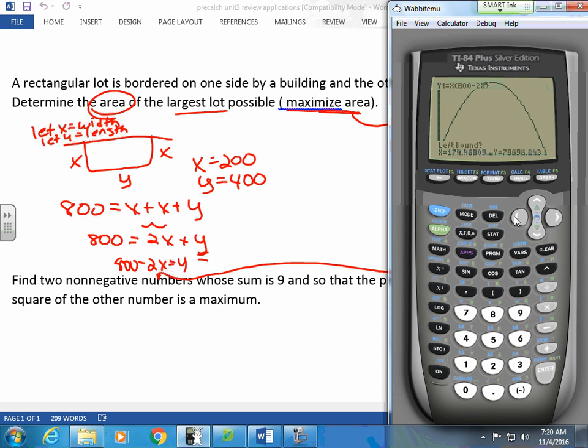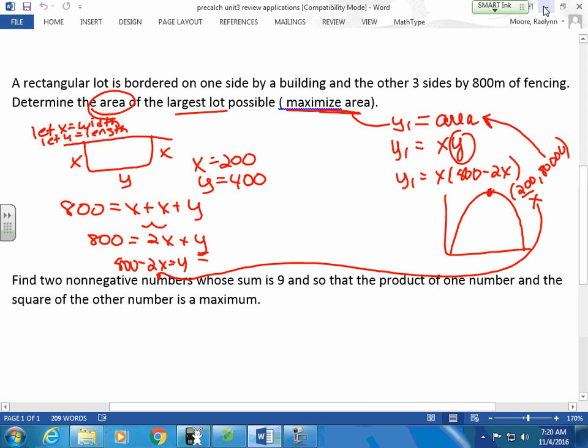Run your cursor to the left. Easiest way, just move that little flasher thing. Don't worry about the numbers on the bottom. And guess. There's your 200. There's your 80,000. This is from your Y1. That's why it's a good idea to start like this. What is my Y1? My Y1 is my area. So when I get to this, I say, oh yeah, there's my area. There's my maximum area.